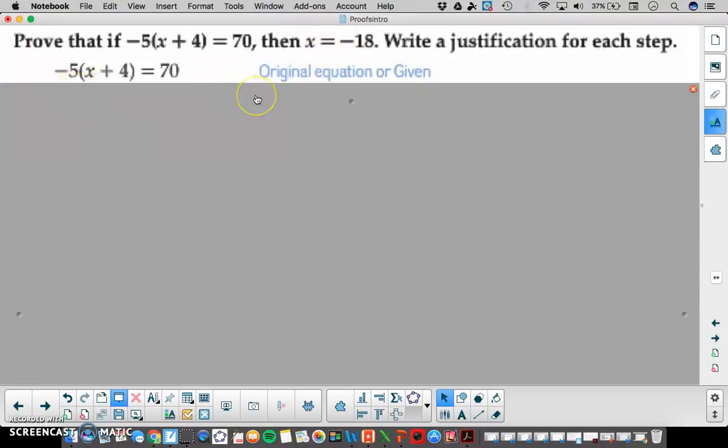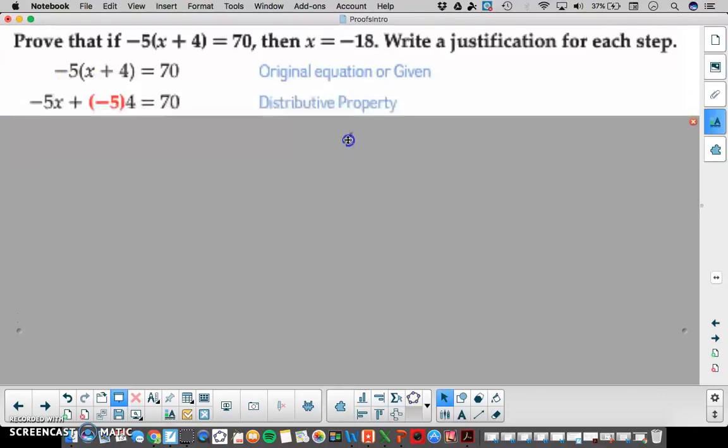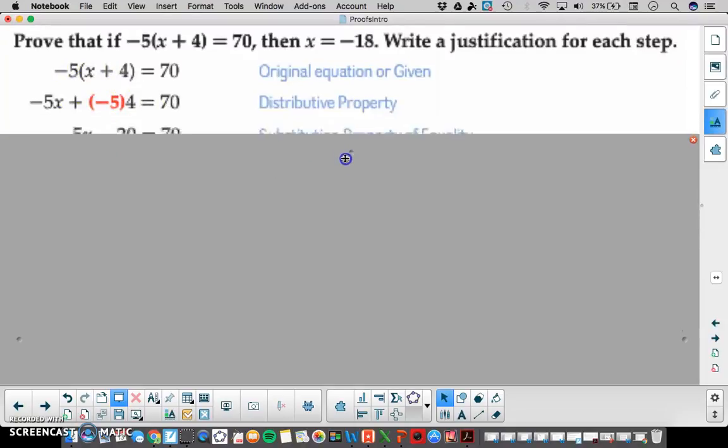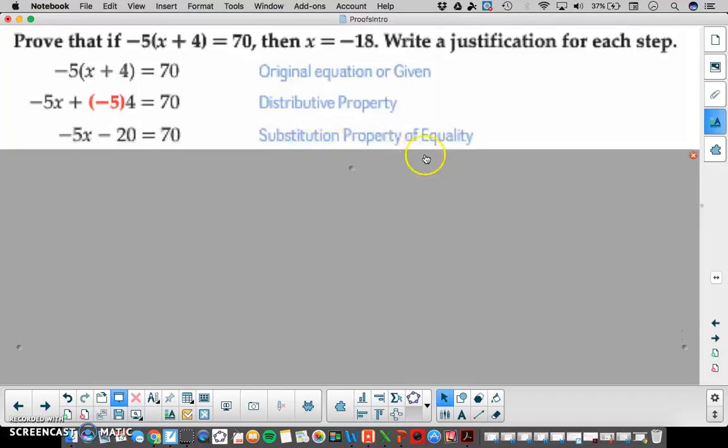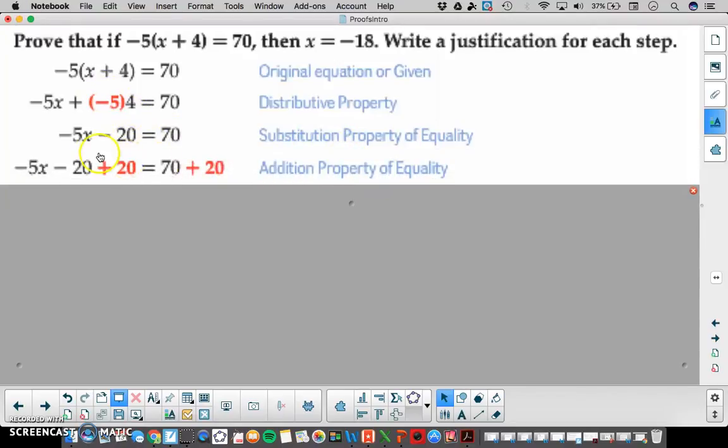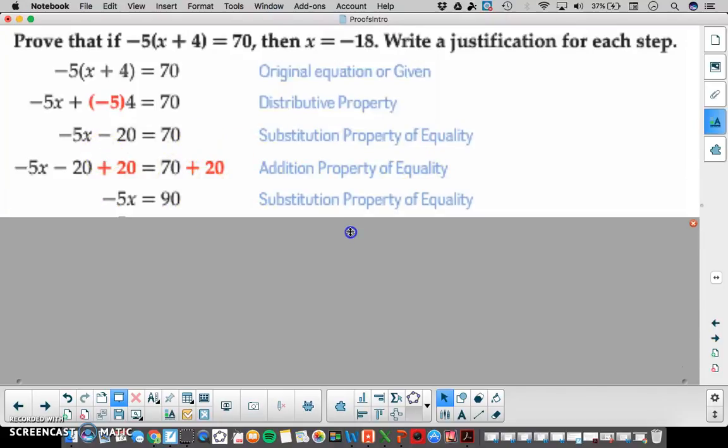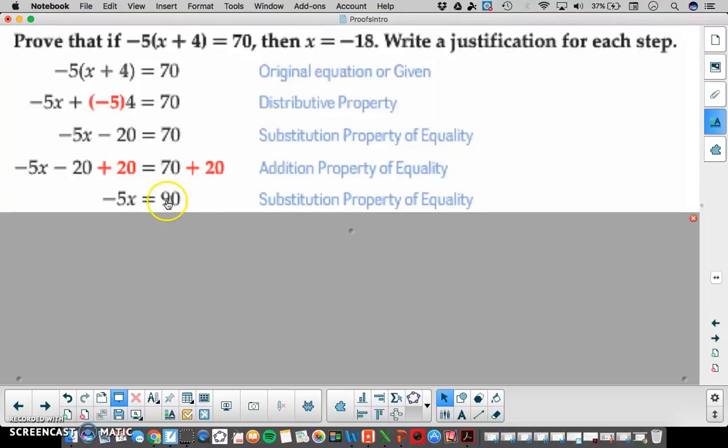So what we could do to this first is distribute. So multiply negative 5 times x and negative 5 times 4. And then we have the substitution property because we know negative 5 times 4 is negative 20. Then we're going to add 20 to both sides. That's our addition property of equality. And then our substitution, because negative 20 plus 20 is 0, and 70 plus 20 is 90.